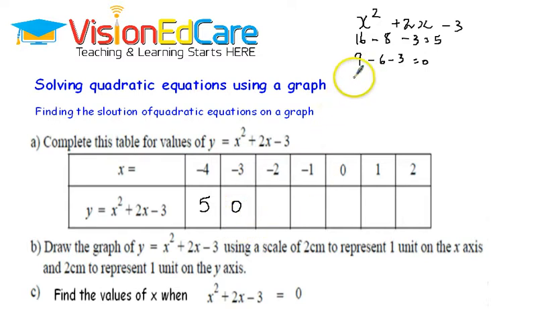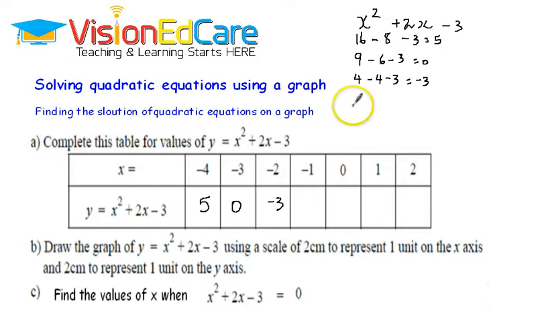When x is minus 2, now we're going to have minus 2 all squared, that gives us positive 4. And then we have 2 times minus 2, that gives us minus 4, minus 3. So 4 minus 4 gives us 0, so we just have minus 3. So when x is minus 2, y is minus 3.